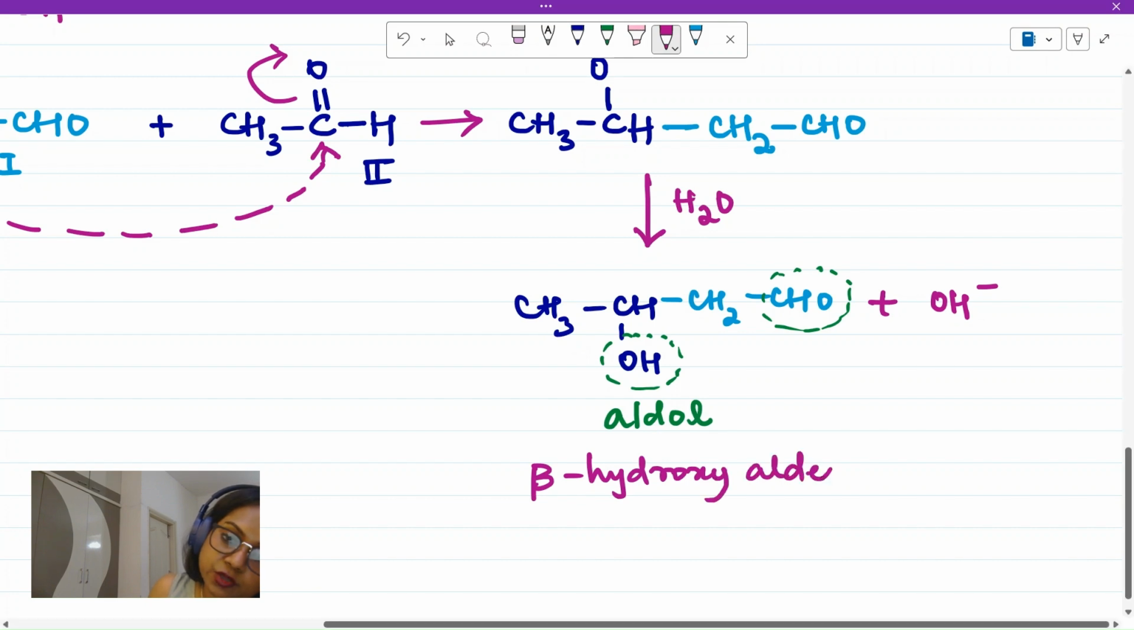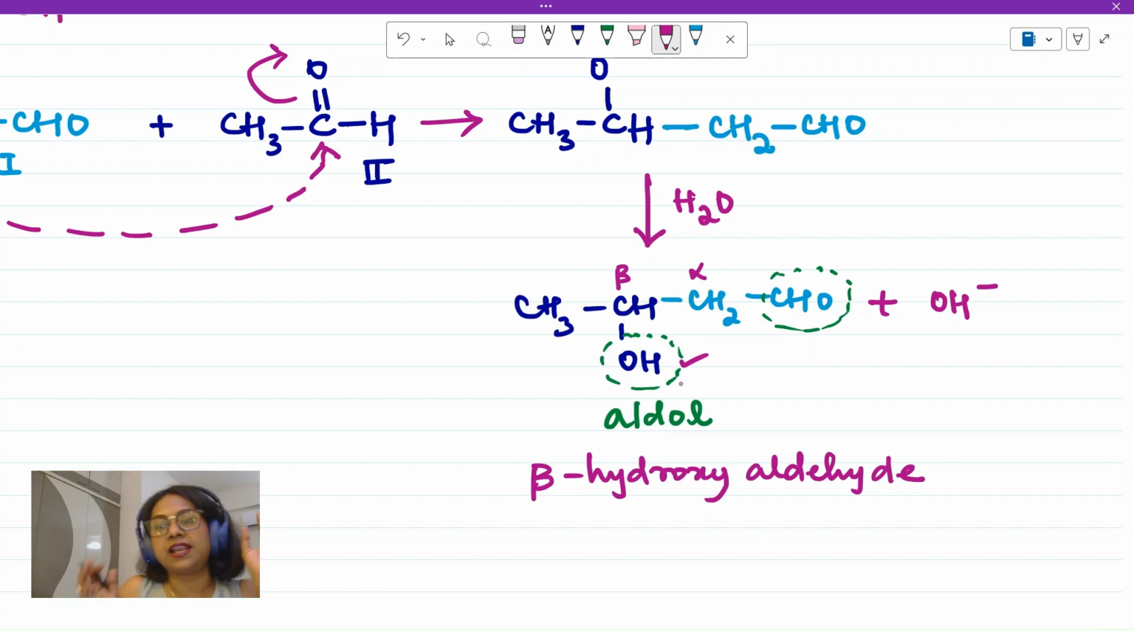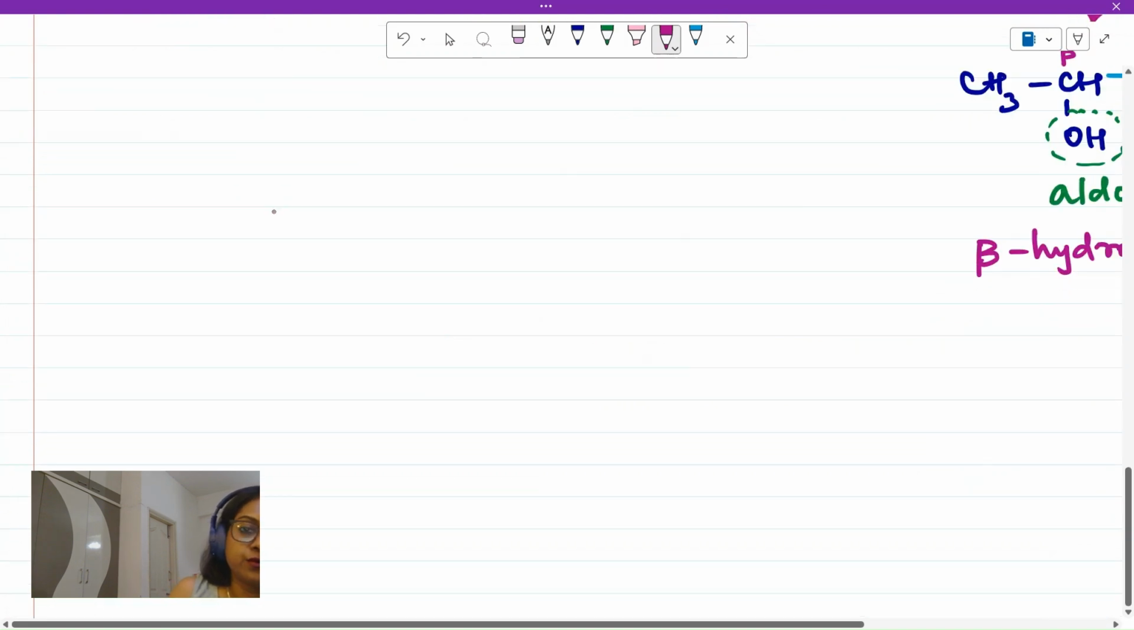Can you guess why this is called beta hydroxyaldehyde? Aldehyde being the main group here. This is alpha carbon, this is beta carbon. At beta carbon, you have a OH functional group, which is why this is called beta hydroxyaldehyde. Get the point? So two names, one more prominent than the other. Aldol is the most commonly known name of this particular type of molecule when we obtain from aldehydes or ketones. Okay. Now there is one more step left in this. So we'll move to the last step, step 4.